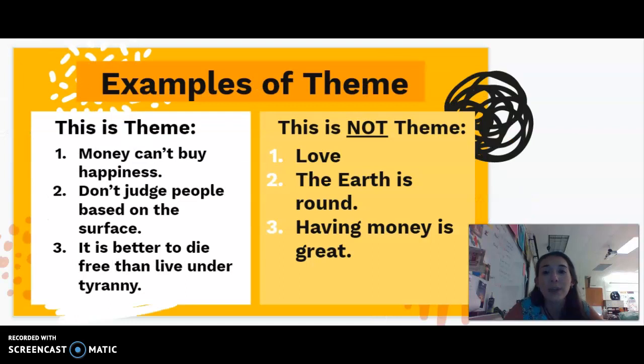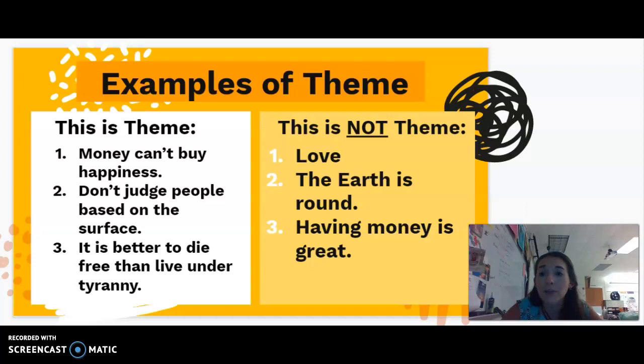So let's talk a little bit about some examples of theme. These examples in the white box are examples of theme, and these include: money can't buy happiness, don't judge people based on the surface, and it is better to die free than live under tyranny. Those three are examples of theme. The ones in the yellow box are not examples of theme: love, the earth is round, having money is great.